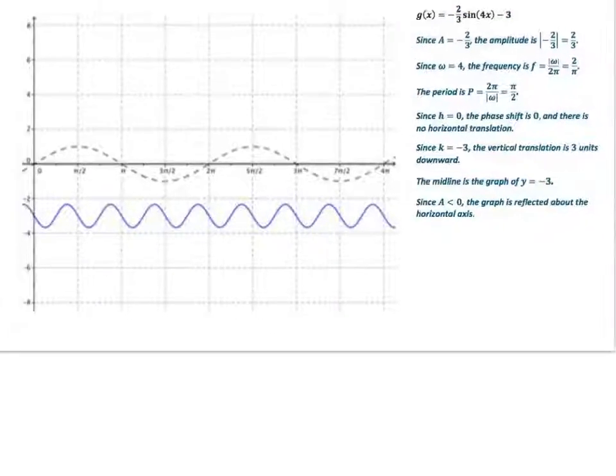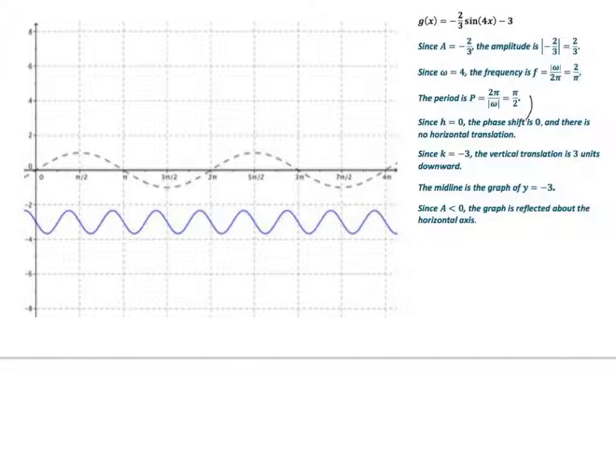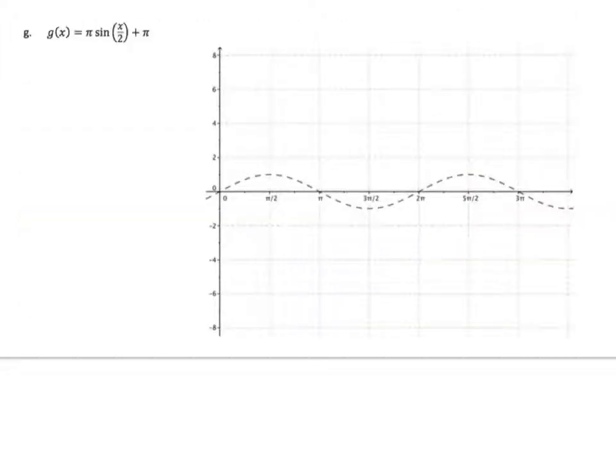Okay, our period here is pi over 2. Whoops. So from peak to peak, it's pi over 2, and of course we have negative 3. We don't have a phase shift, but our midline is at negative 3. Amplitude is pretty small. Okay, next.